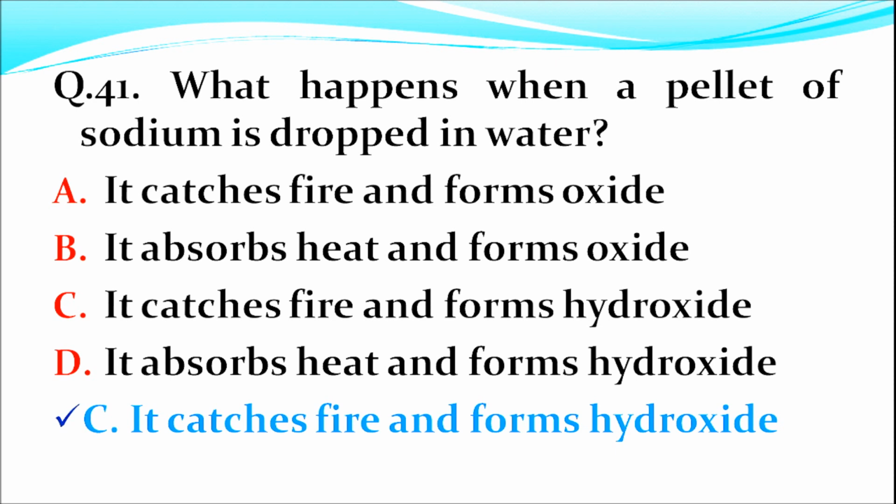What happens when a pellet of sodium is dropped in water? Option A. It catches fire and forms oxide. Option B. It absorbs heat and forms oxide. Option C. It catches fire and forms hydroxide. Option D. It absorbs heat and forms hydroxide. When a pellet of sodium is dropped in water, it catches fire and forms hydroxide. That means option C is correct.